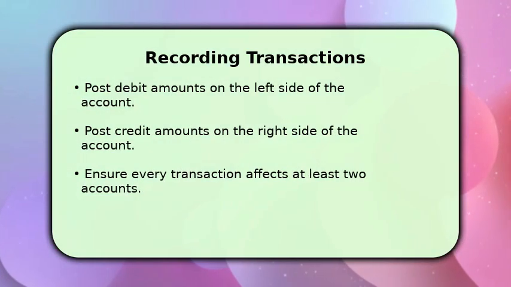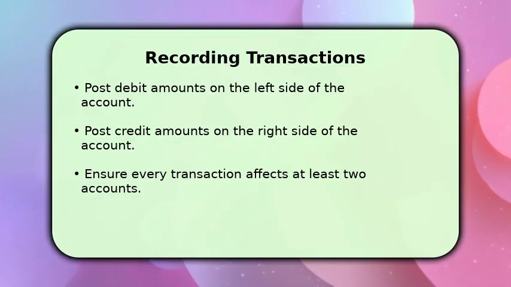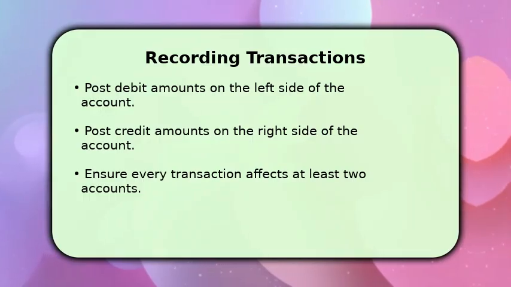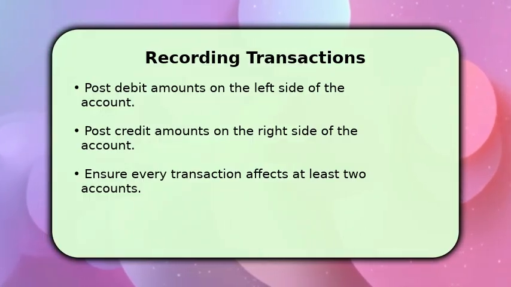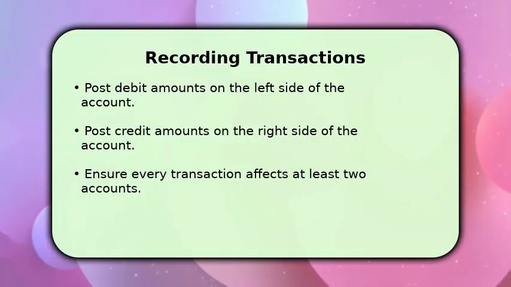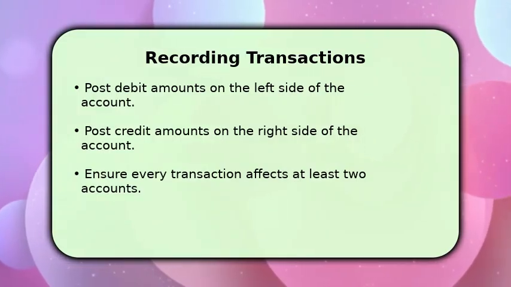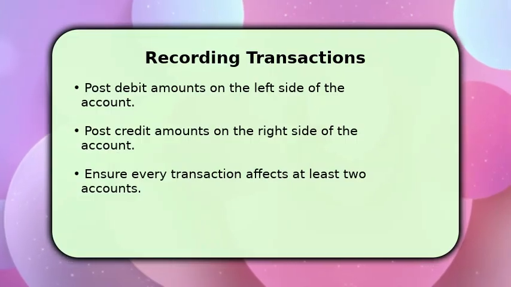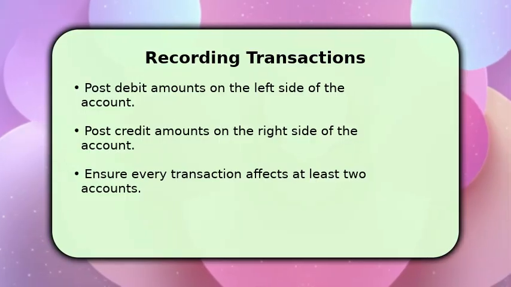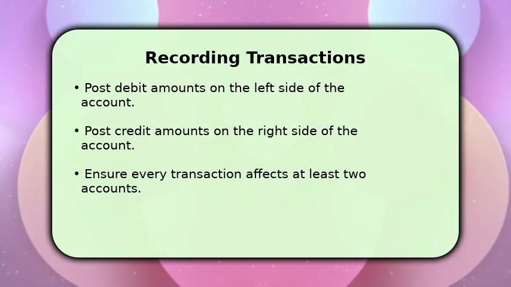When recording transactions, precision is paramount. For every financial event, you will post the debit amount on the left side of the respective account and the credit amount on the right side. This adheres to the fundamental double-entry accounting system, where every transaction has an equal and opposite effect in at least two different accounts. Maintaining chronological order is also vital, ensuring your ledger accurately reflects the sequence of all financial activities.